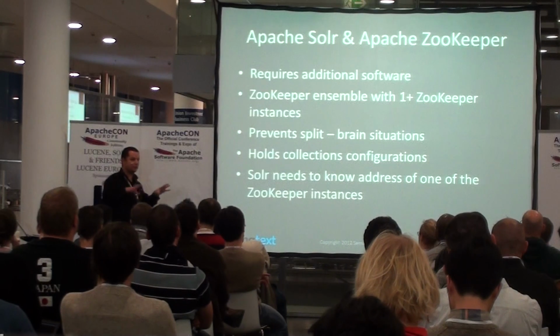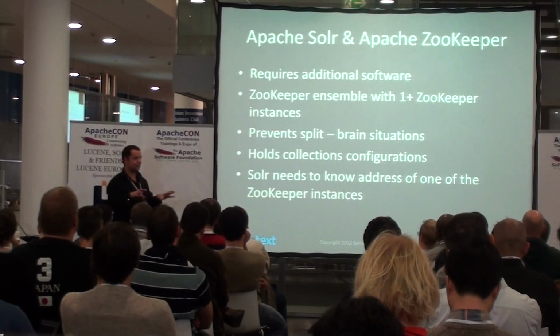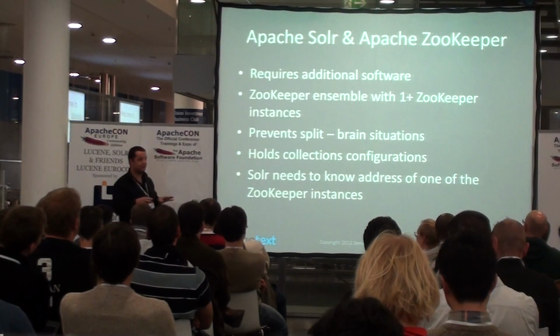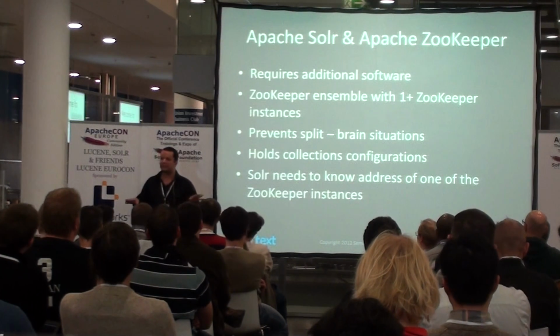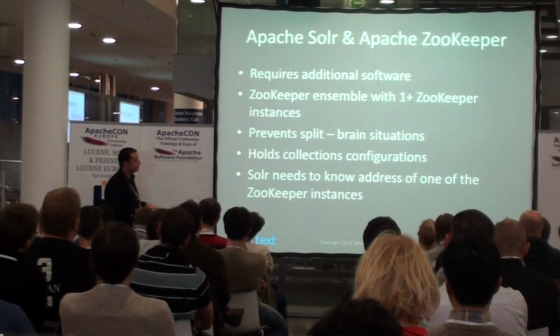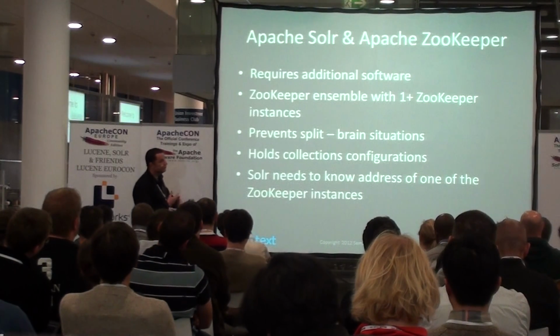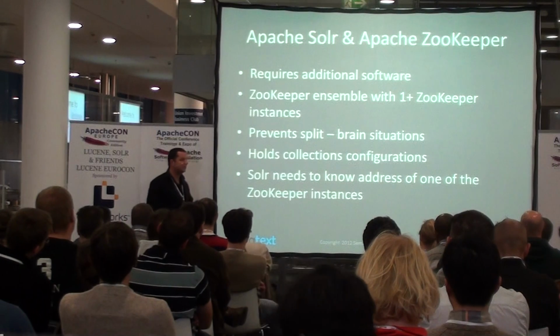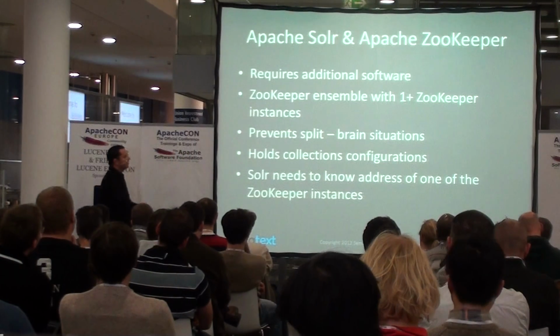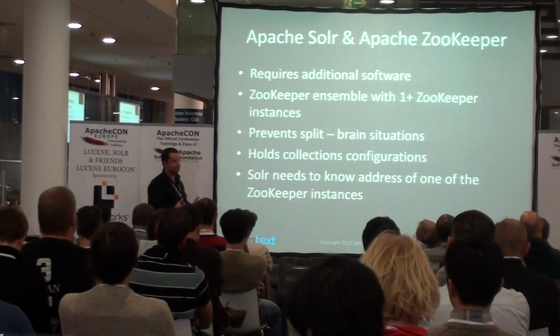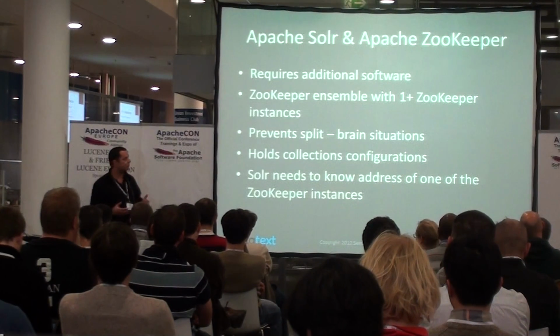I don't like being mailed in the night and told, you've got a cluster divided, you've got two separate clusters out there that can't join each other because there was a split brain in the data. That's terrible. It's hard to get back to what it used to be before the split brain. Apache Zookeeper handles that. You can't have split brain in SolrCloud.